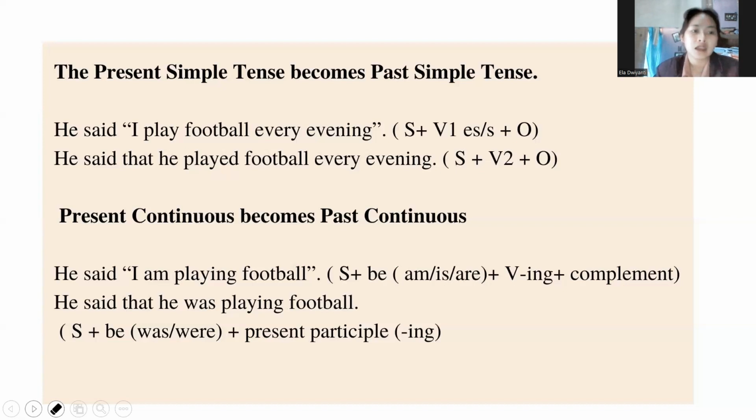Okay. Next, present continuous becomes past continuous. In the present continuous, we have a sentence like he said, I'm playing football. The pattern is subject, be, I'm, is, or are, plus verb ing and complement. But in reported speech, we must change it into the past continuous: subject, be, was or were, the present participle, and the sentence becomes he said that he was playing football.